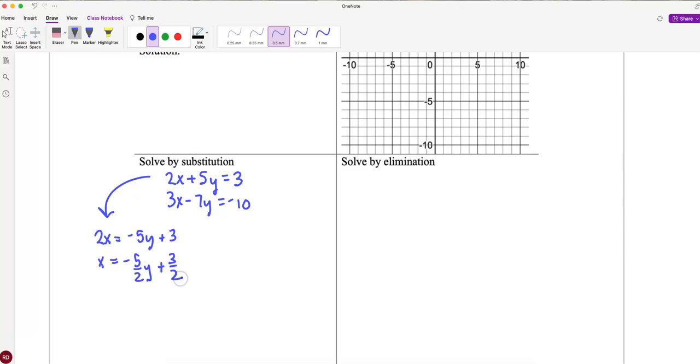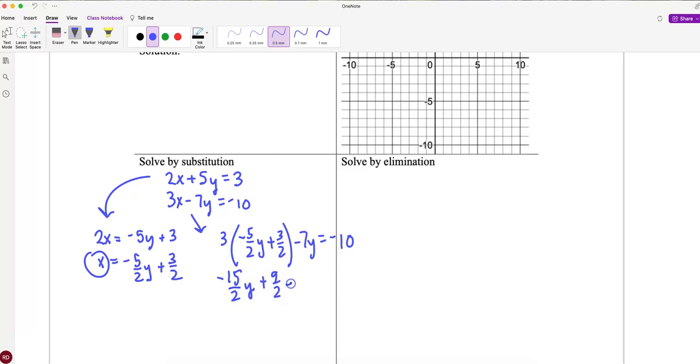I think the problem is I substituted in for the wrong variable. This is my x value. So then take this equation: 3 times negative 5 halves y plus 3 halves, minus 7y equals negative 10. Negative 15 halves y plus 9 halves minus 14 over 2 y equals negative 10.